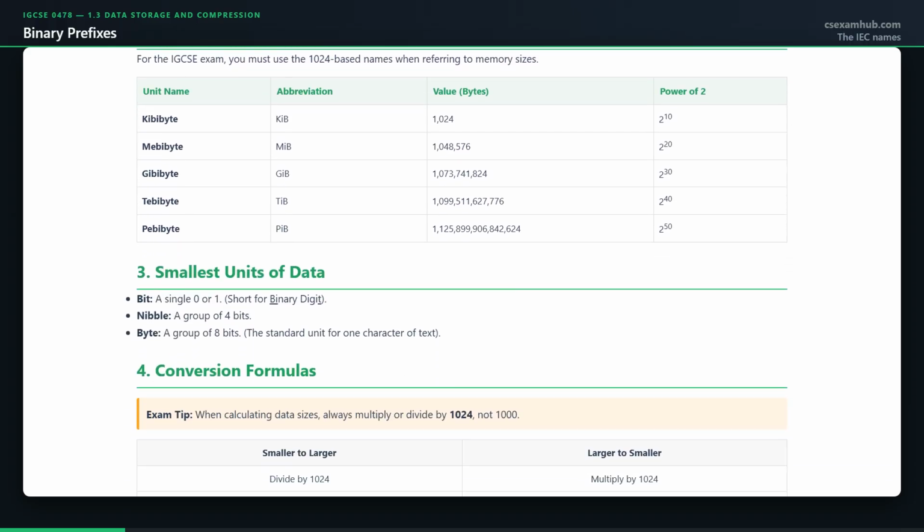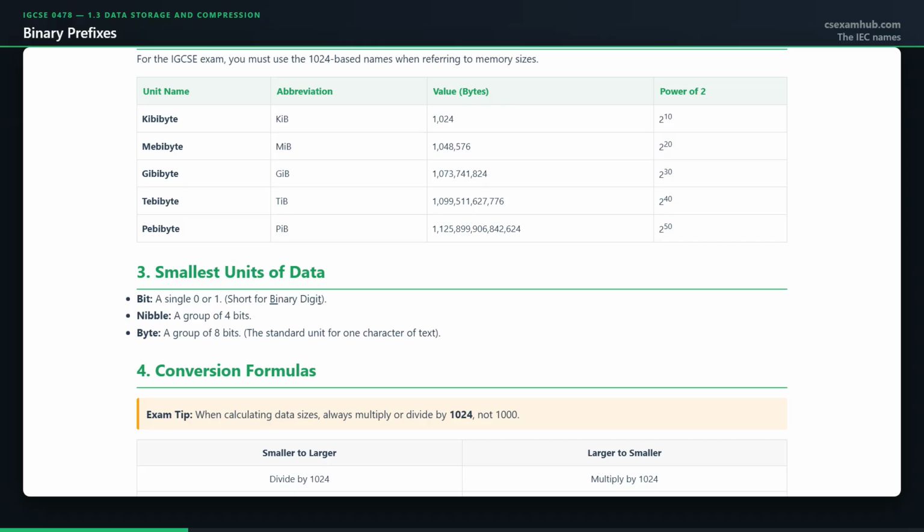To end the ambiguity, the IEC introduced distinct names for the binary units, and these are what the syllabus uses. A kibibyte, KiB, is 2 to the 10, 1,024 bytes. A mebibyte, MiB, is 2 to the 20, 1,024 kibibytes. A gibibyte, GiB, is 2 to the 30. A tebibyte, TiB, is 2 to the 40.